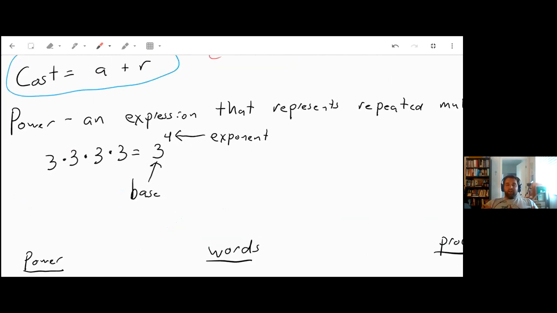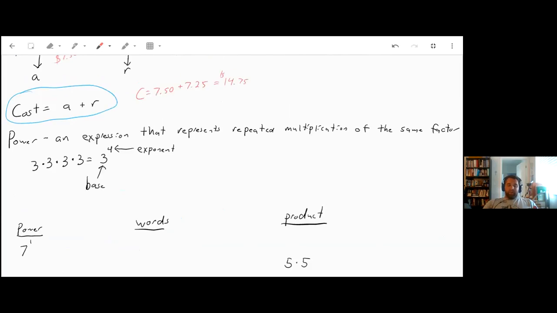One last vocab thing that we're going to talk about is powers. Now, a power is an expression that represents repeated multiplication of the same factor. So for example, over here we have 3 multiplied by itself 4 times. So we can rewrite this as a power with a base of 3 and an exponent of 4. Another thing that this means is we can represent powers in multiple different forms.